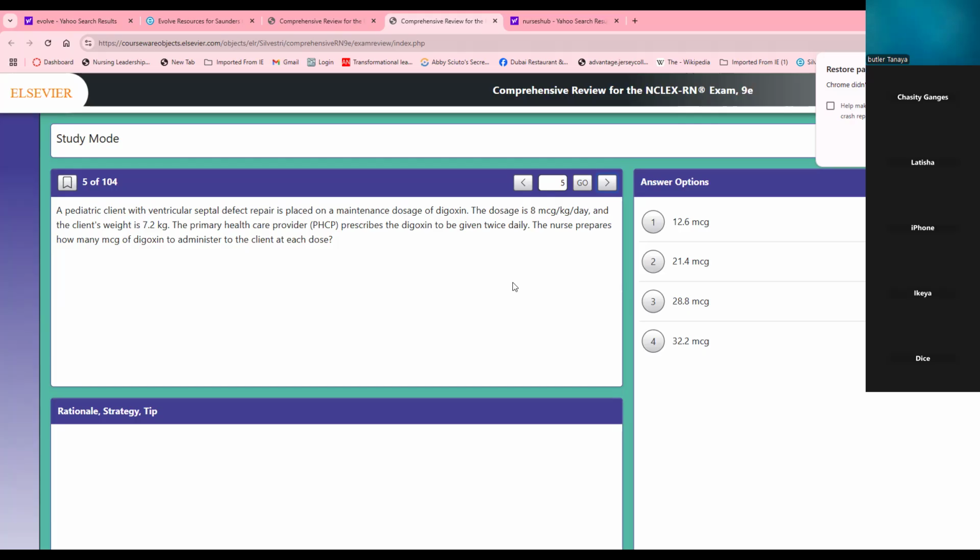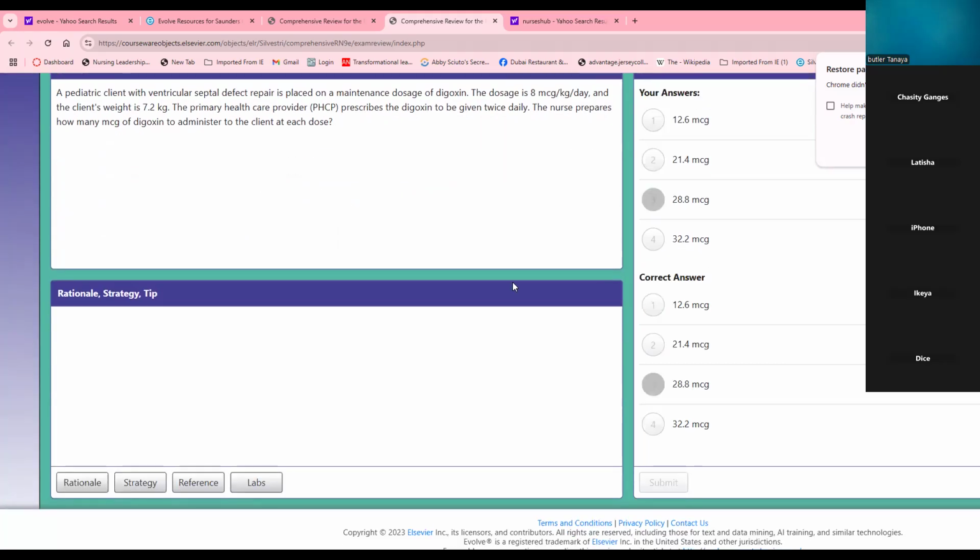When it says per day, then what are they asking for? If they asked how many micrograms per day, you would put the 57.6. But since this says per dose, you have to divide it by 2 because you're giving it twice a day. And it's a daily order. That's how you tell the difference. So now what would your answer be for this one? 28.8. Okay, good.